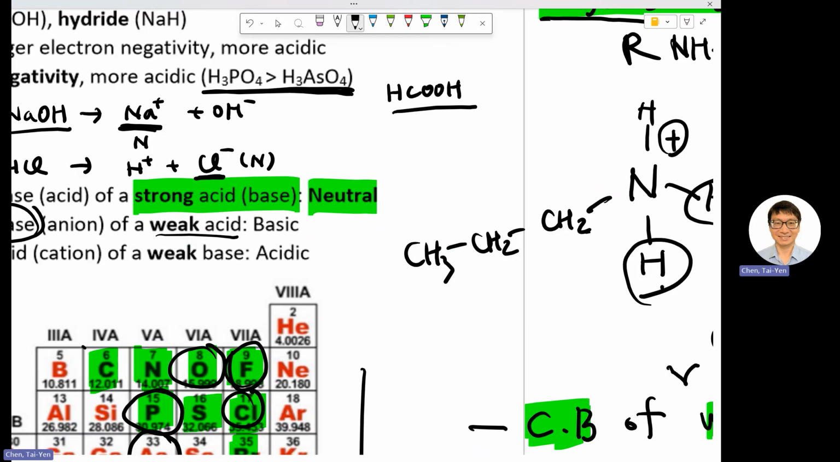Since you know this is a weak acid, you should know its conjugate base will be HCOO-. I just subtract the H and put in a negative charge. This is the conjugate base of HCOOH, so it will again be a weak base.